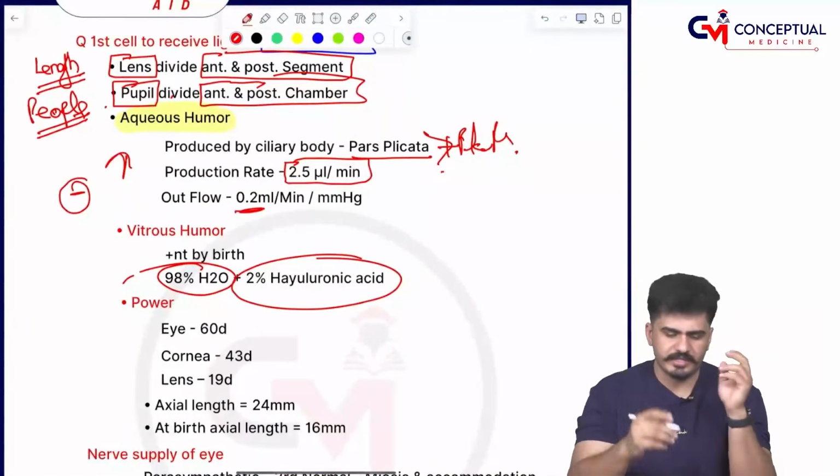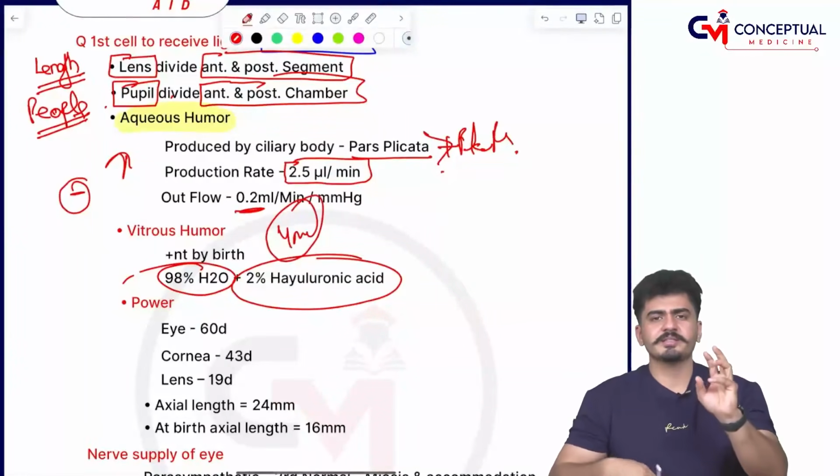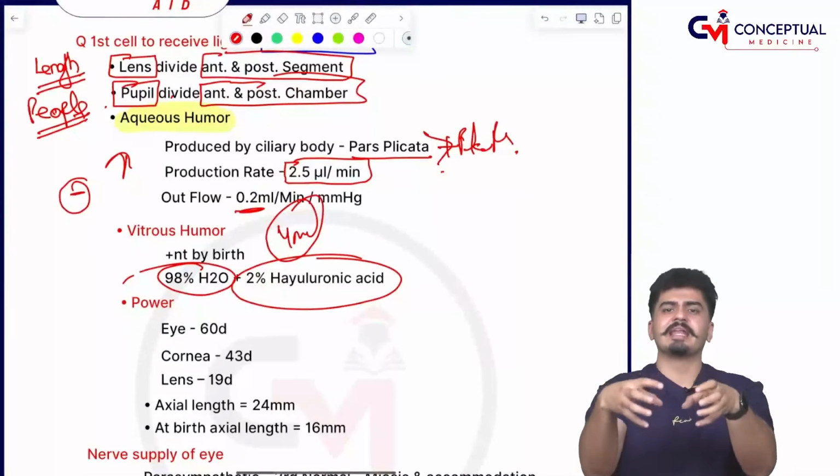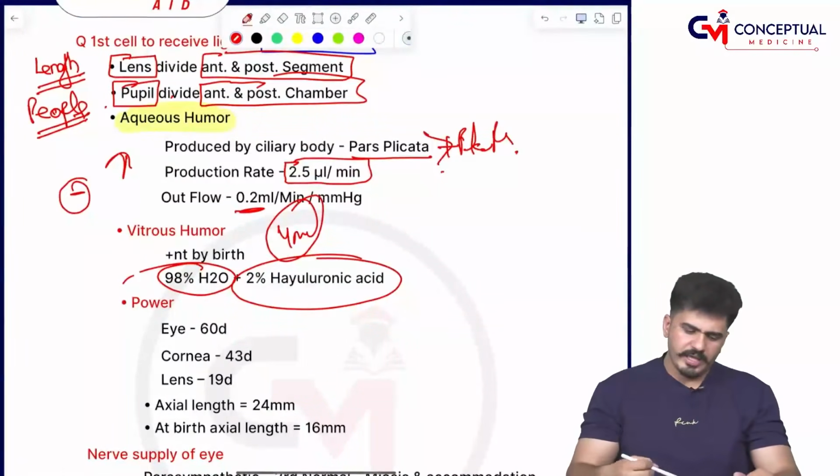2% hyaluronic acid is there. Total volume is 4 ml, sir. Largest structure in the eye, sir. Now the question is, aqueous and vitreous both are responsible for the intraocular pressure, my dear friends.